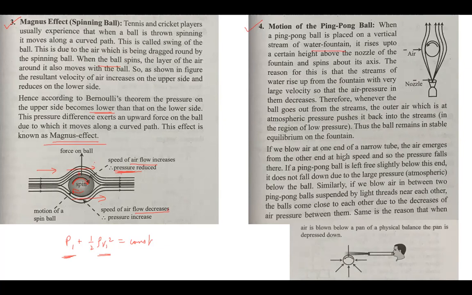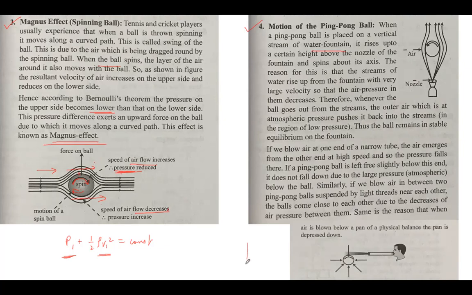If we blow air at one end of a narrow tube, the air emerges from the other end at high speed and so the pressure falls there. So if a ping pong ball is left free slightly below this end, it does not fall down due to large pressure below the ball. Similarly, if we blow air in between two ping pong balls suspended by light thread near each other, the balls come closer to each other due to decrease of air pressure.